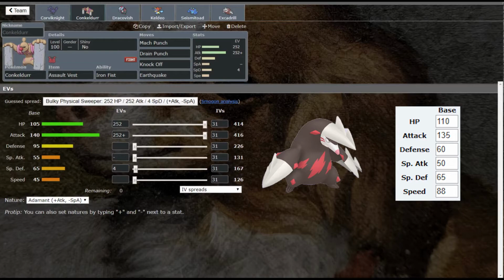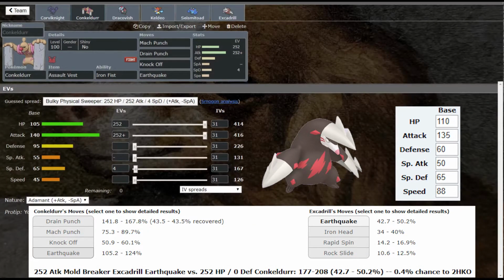The most that Excadrill can do to you is 50%, which may seem like a lot, right? So you switch this in, and Excadrill clicks Earthquake, which is its most powerful move, assuming it hasn't set up a Swords Dance or isn't one of those sets. And it does half. You then click Drain Punch, you OHKO it if it's not Sash, which you have Mach Punch for if it is Sash, and you heal back up 43%, which is insane. So it's basically as if Excadrill really never touched you at all. It did 7% to you.